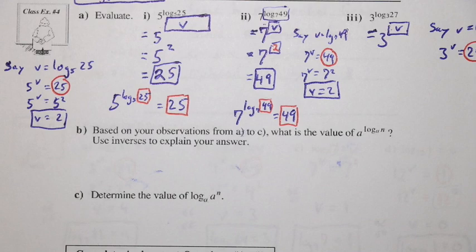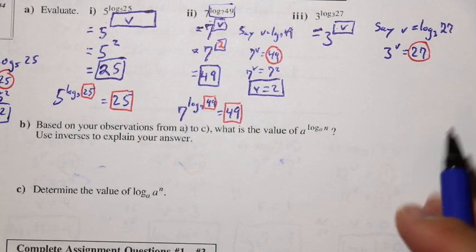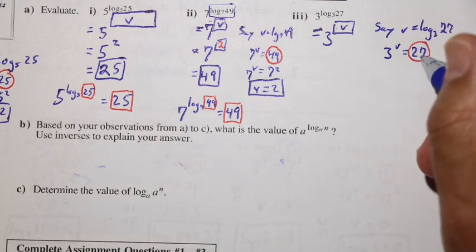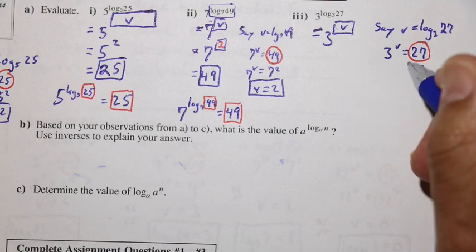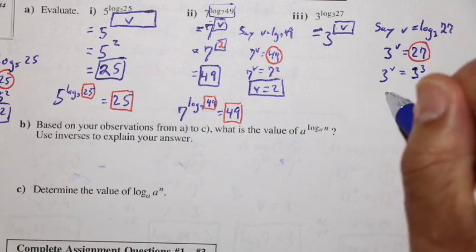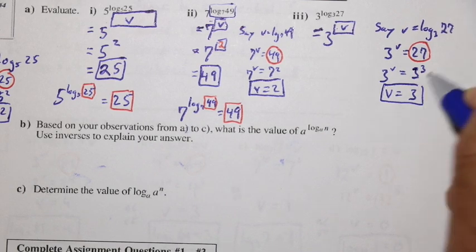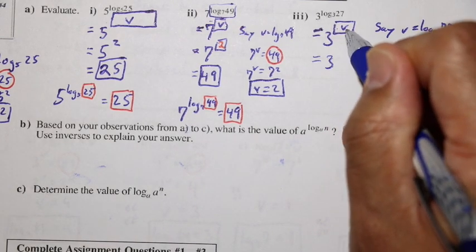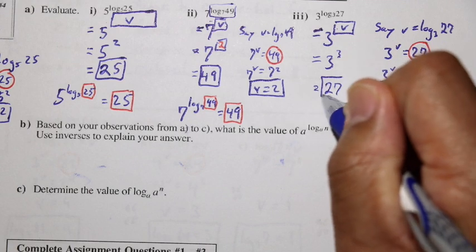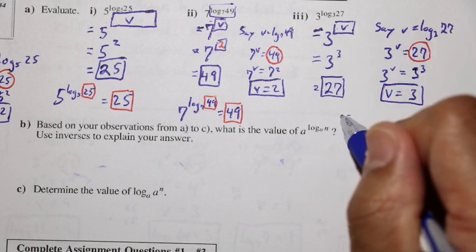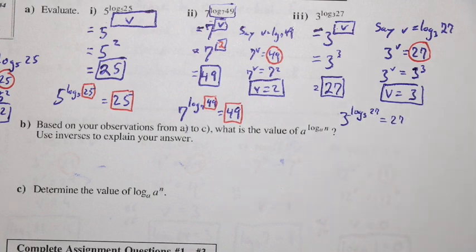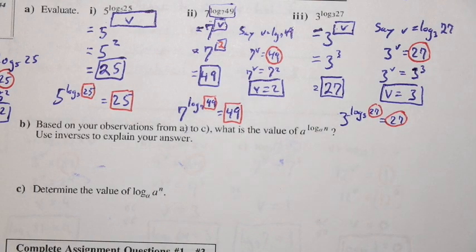And here we're going to take the number 27. So we're going to let v is equal to log base 3 of 27. And exponential form says 3 to the v is equal to 27. Now we're going to change this 27 to a power with base 3. That's 3 cubed. And here again we have equal bases, so the exponents are equal because they're equal powers. v is equal to 3. Well, if that's the case, then coming back here, 3 to the v is 3 cubed, which is 27. And again, very interesting that 3 to the exponent log base 3 of 27 is equal to 27. And again, you find it interesting that those two values are the same.